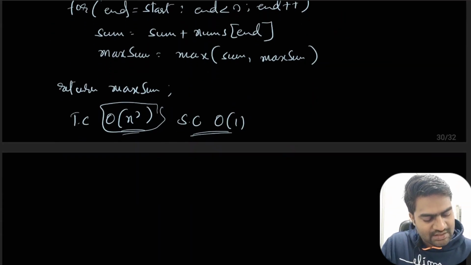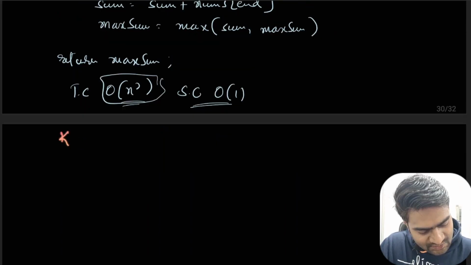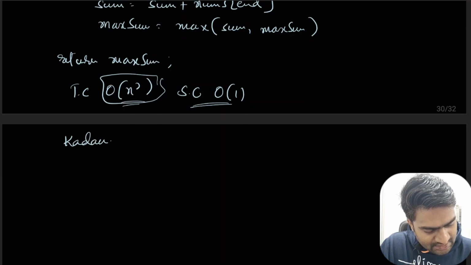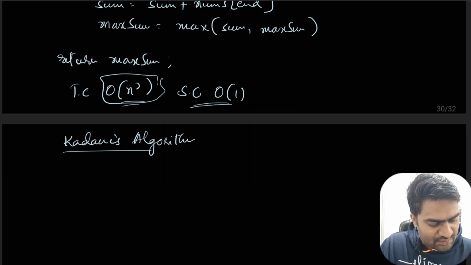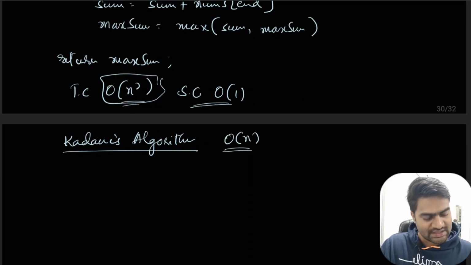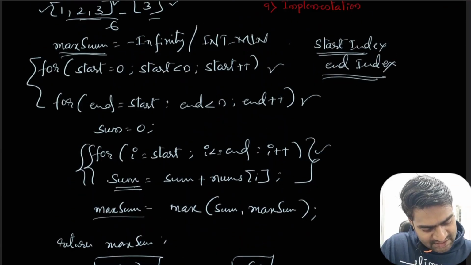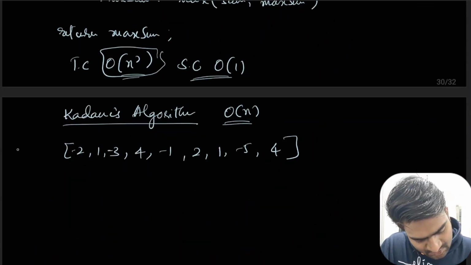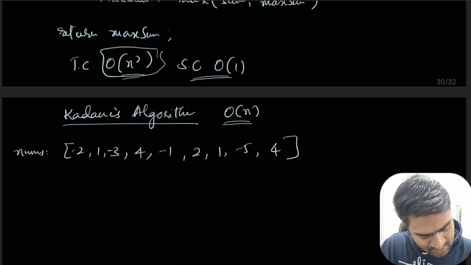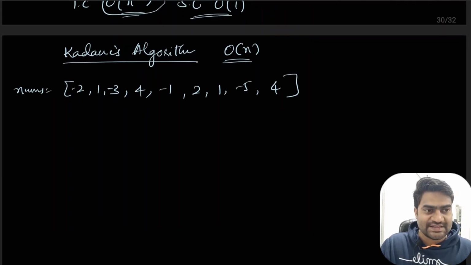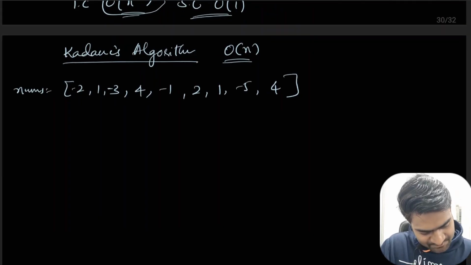Now, how do we improve this algorithm? Kadane's algorithm, which improves this time complexity to O of n. Let us see how to do that. So let me take the numbers. So this is our nums array.